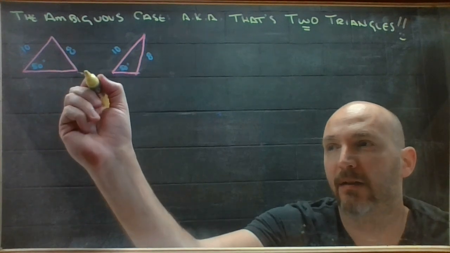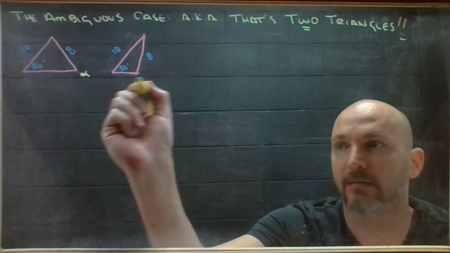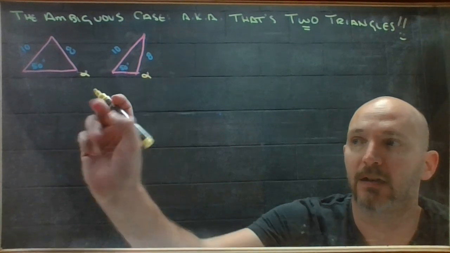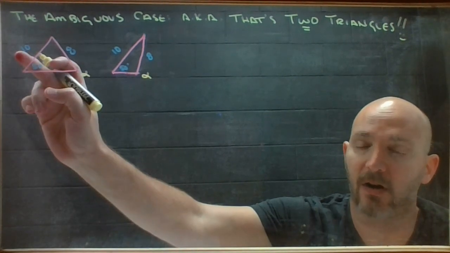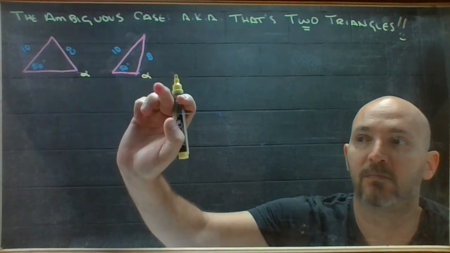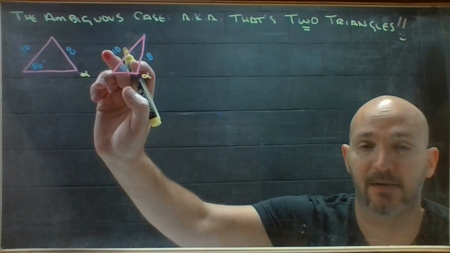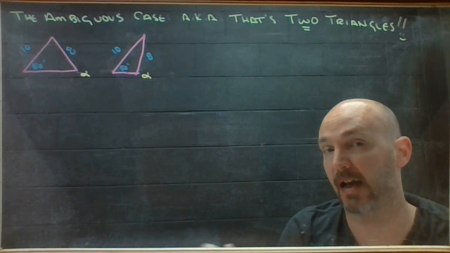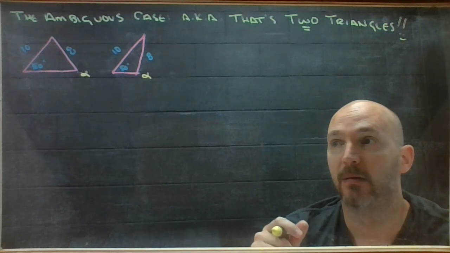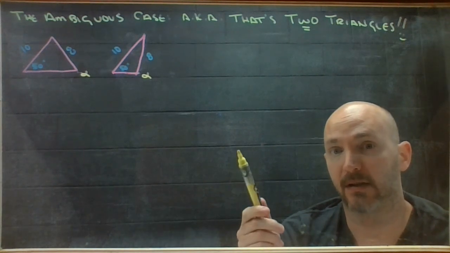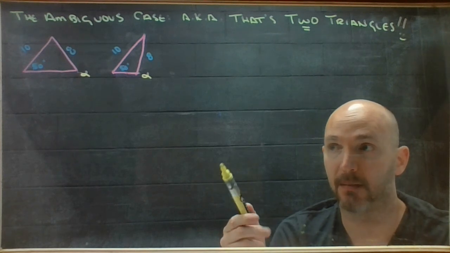Now, if I were to put an alpha here, down here, in this triangle, alpha is across from the 10. In this triangle, alpha is across from the 10. They're set up exactly the same. So I'm going to apply sine law to this and just see what happens.